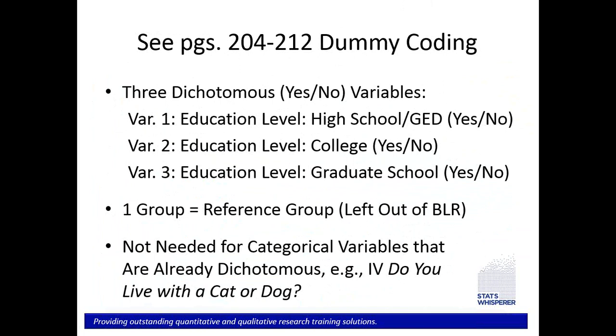Now recall, we must leave one of these groups out of our regression model, so in our binary logistic regression model here, we leave one of these groups out to make it the reference group. So the findings of the other two groups are in reference to the reference group. And again, if we have categorical variables that are already dichotomous, such as do you live with a cat or a dog, we don't need to modify those in any way because they're already dichotomous and therefore appropriate for use in our regression model.